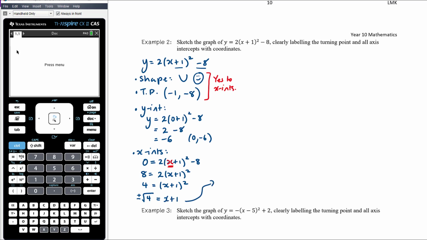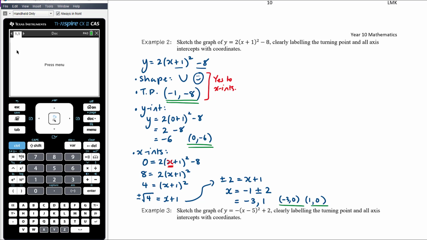Okay, so we get positive or negative 2 equals x plus 1. And then we're going to subtract 1. So negative 1 plus or minus 2. And then we can calculate those two values. Negative 1 minus 2 is negative 3. Negative 1 plus 2 is positive 1. So we've got two x-intercepts, negative 3, 0, and 1, 0. Okay, so we've got all our information. We've got our turning point, we've got our y-intercept, and we've got our two x-intercepts.